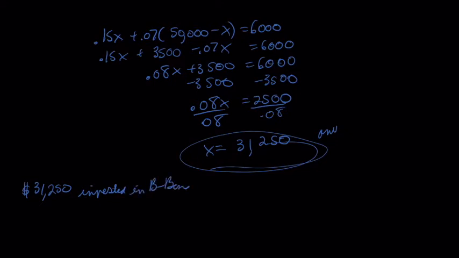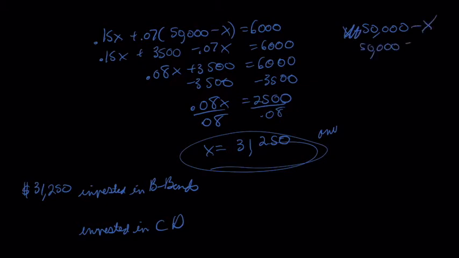How do I figure out how much was invested in a certificate of deposit? Well, I know that 50,000 minus x was the amount we would put in a certificate of deposit. So if I take 50,000 minus 31,250, that's going to give me 18,750. So $18,750 were invested in a CD. And if she invests this way, she will earn exactly $6,000 a year in interest.